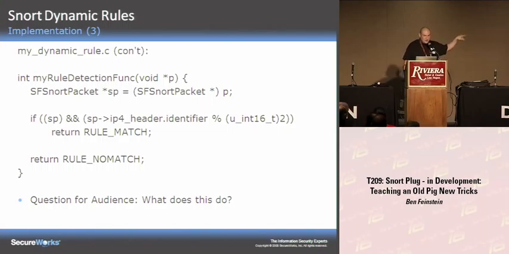So what does this little C snippet do, this callback? You get a packet structure, I cast it to an SF snort packet, and I have this if statement, and I'm going to match on the if. So who out there can tell me what this does?